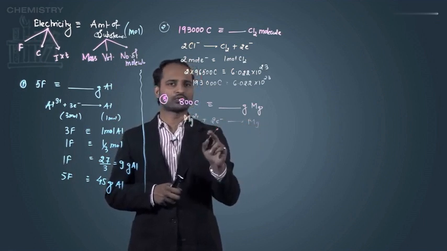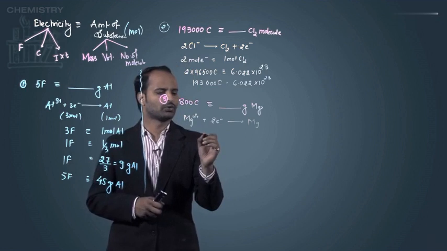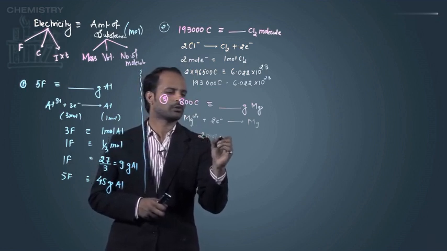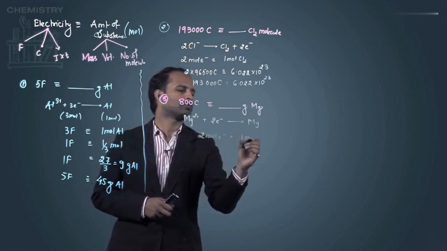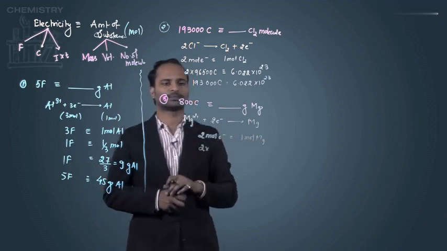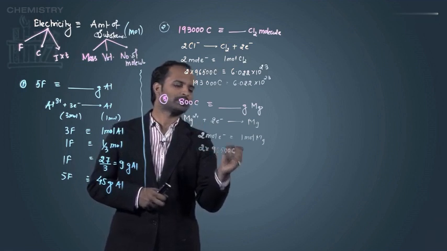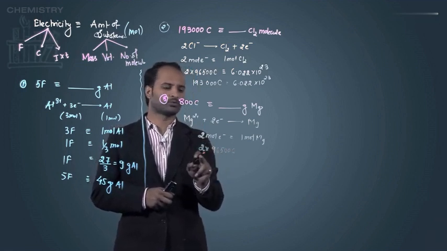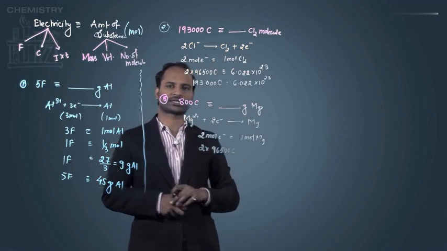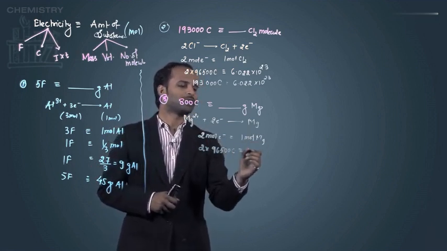That means 2 moles of electrons give 1 mole of magnesium. 2 moles of electrons is equivalent to 1 mole of magnesium. 1 mole means 1 Faraday, so 2 moles means 2 Faraday. 1 Faraday is equal to 96,500 coulombs. That is 2 into 96,500 coulombs, equivalent to 1 mole of magnesium.